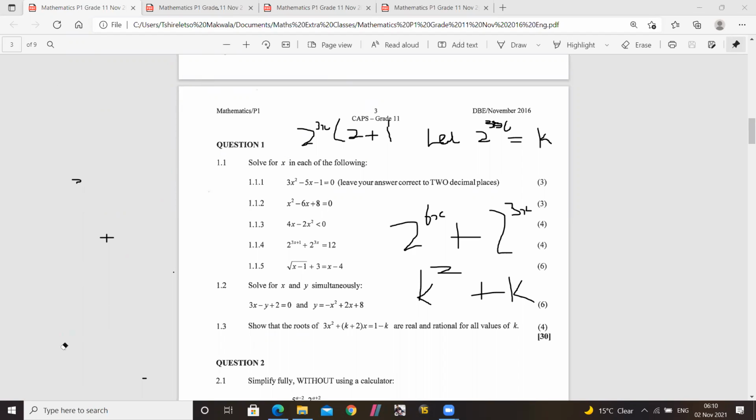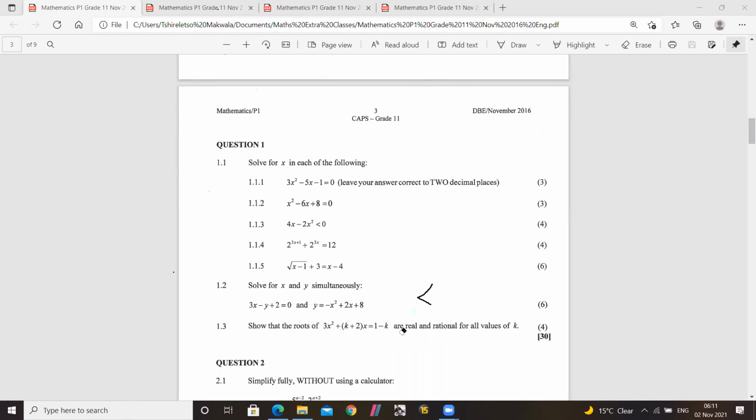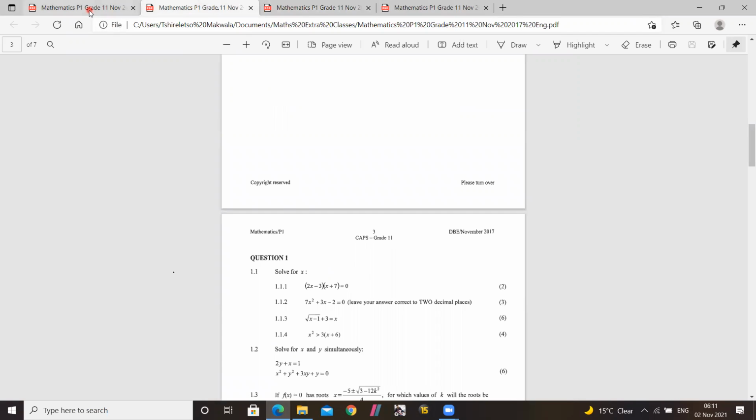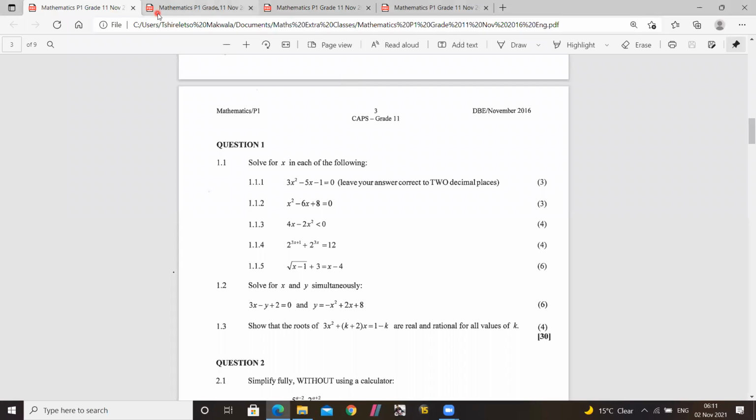So yeah, that's basically 1.1. Those are the different types of questions for 1.1. I hope for 1.1 you'll be okay for the test. Let's move on. 1.2 is simultaneous equations. Everywhere it's simultaneous. 1.2, the simultaneous equation.